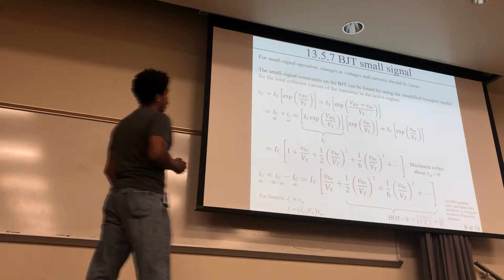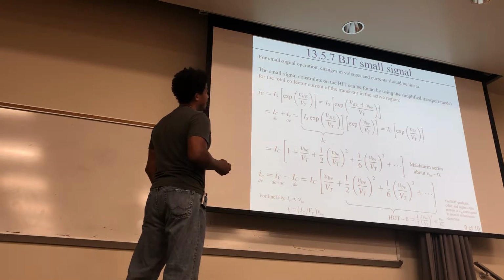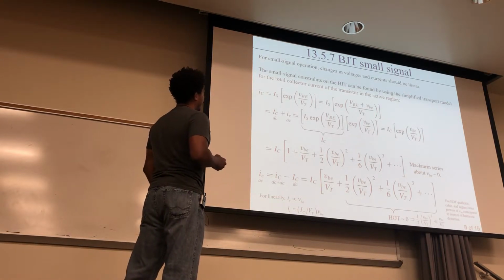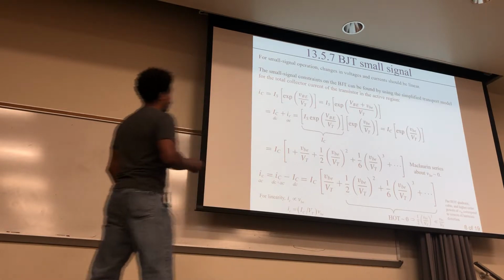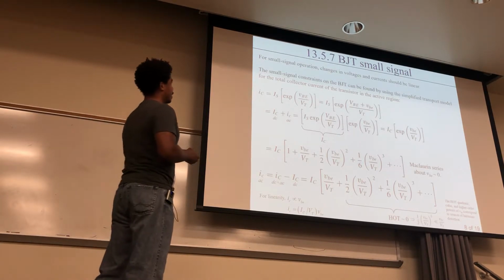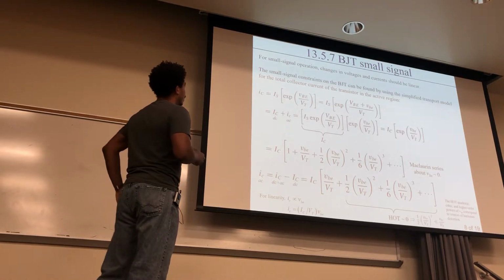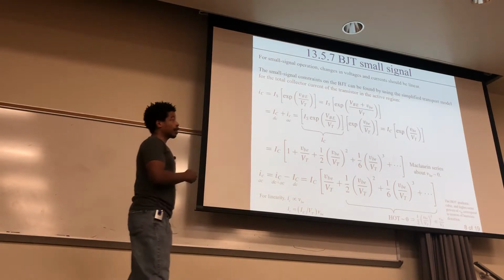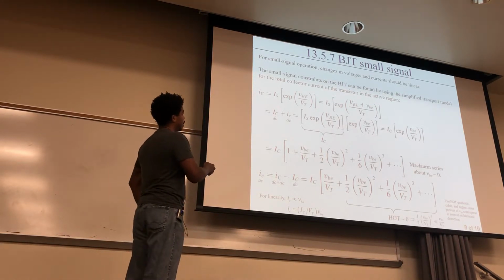So the small signal constraints on the BJT can be found by using the simplified transport model for the total collector current of the transistor in the active region. That's where this came from, and I think that was chapter 4 or chapter 5 of Digitron class. Okay, so let's take that as fact. This is the total current for the collector. We could break it up into components, the DC component and the AC component.